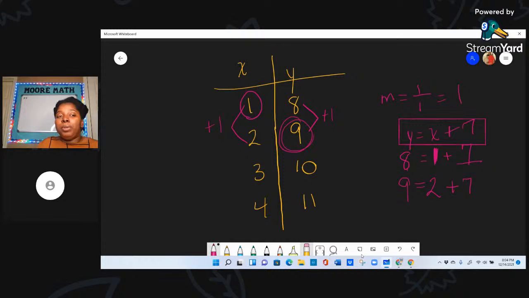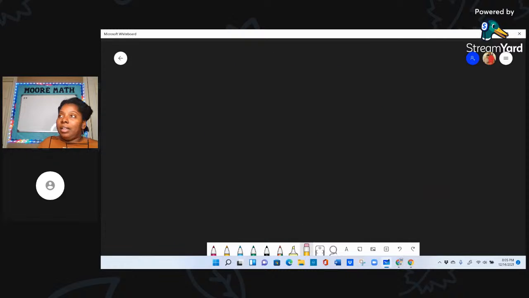Once you have your slope, it is the only thing that gets multiplied to x. Everything else is either going to be adding or subtracting. And we can see if we go from 1 to 8 that we added. All right, let's keep going. And stop me if you have any questions, okay? I want to make sure you get this.